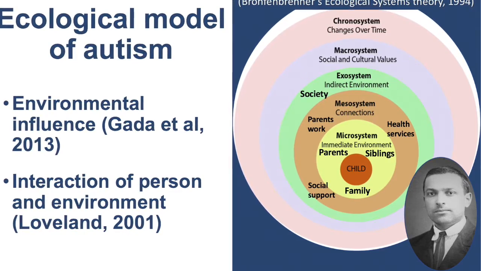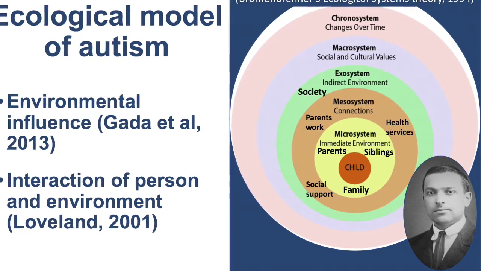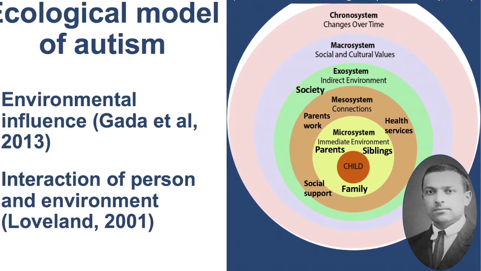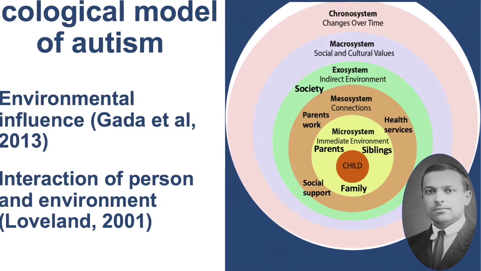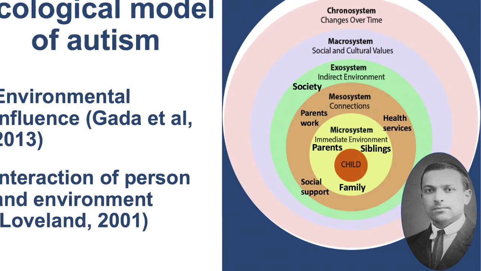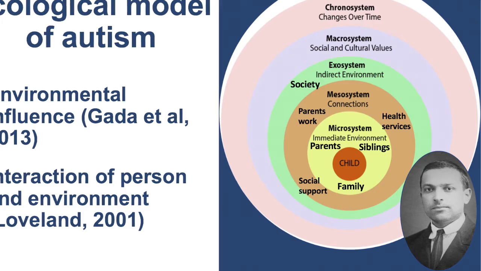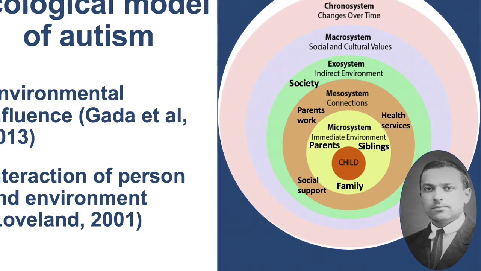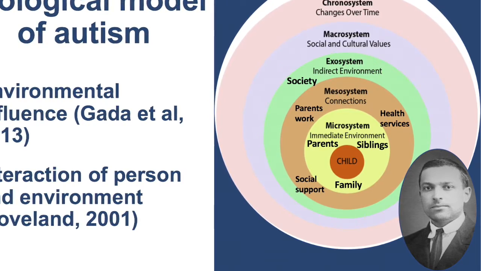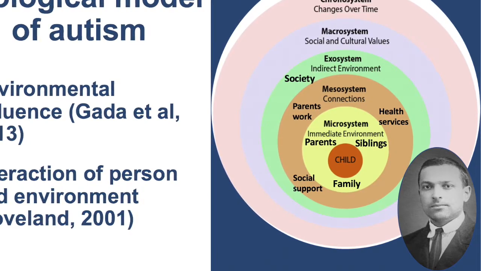of environmental influence and assumes bidirectional influences between A, the child, and these environmental influences, and B, the many environmental levels. Some variables have a direct, immediate impact and some, a more distal variable, have an indirect impact. Loveland states that autism is not a static condition, but a developmental process understood through interaction of the child and environment. Conversely, two recent twin studies do not support this and instead reaffirm strong genetic effects, a finding consistent with previous reports.